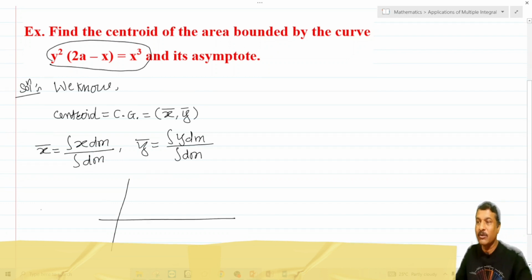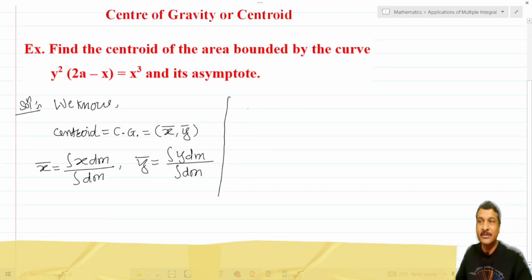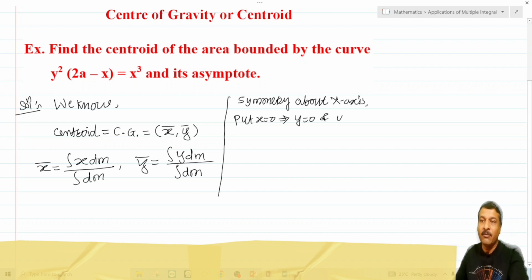In short, I am going to find symmetry about the x-axis. Note that here it is not a curve tracing, so each and every point need not be written. Then put x equal to 0, we get y equal to 0, and y equal to 0 implies x equal to 0. It means the curve passes through the origin.